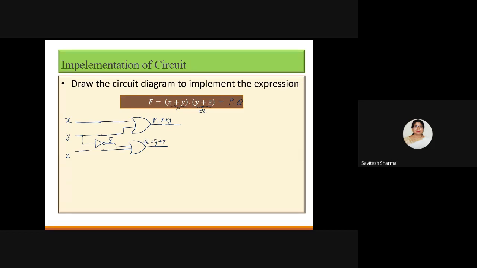Next you see p dot q. The dot operator is there. That means whatever output is coming from the OR gate, we need to give as input to the AND gate, because dot is the AND operation. When you do the AND operation, you will get the final output f. So the final output is (x plus y) dot (y bar plus z). Got it? Yes, ma'am. Thank you.